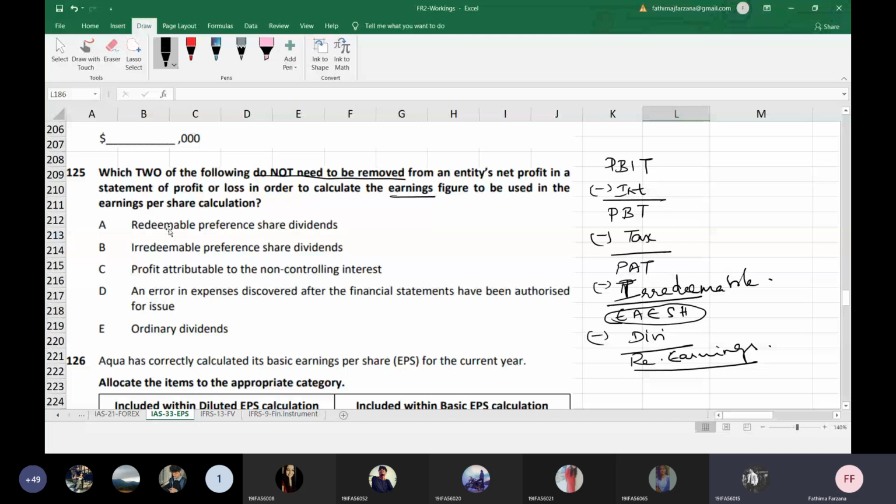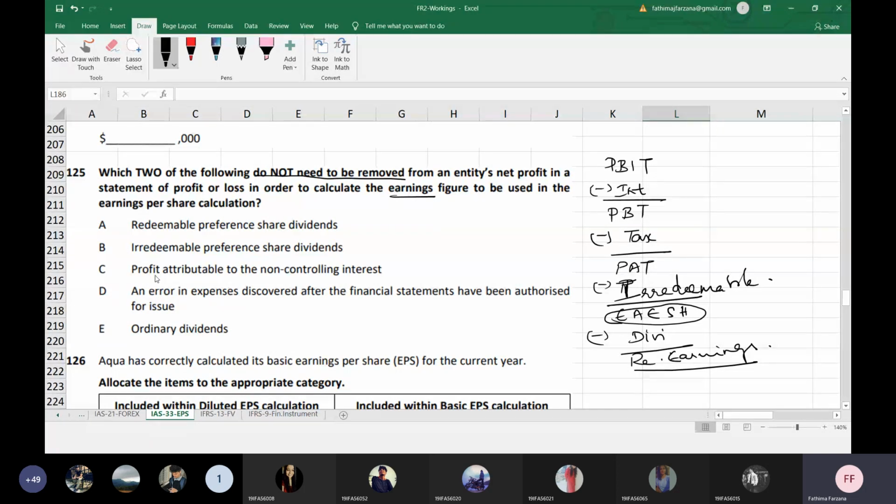See, understand the question again. It should not be removed. Redeemable won't be removed. Irredeemable will be removed, ma'am. Okay. See, where will redeemable come? Will they come here anywhere? No, they'll come at the end. So they are already removed only. Am I right? Okay, let us read still more clearly. Irredeemable also. We have to understand this: do not need to be removed. This is the crux here. You have to understand that.